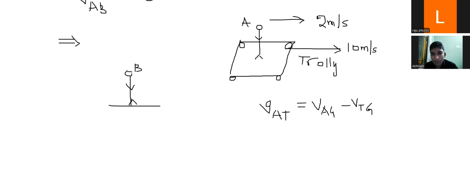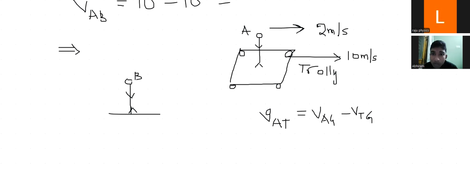So what is the speed? No, no, no. This is the person A with respect to the trolley. So what is the speed? Look at this diagram very carefully. Velocity of A with respect to the trolley. What is the speed?